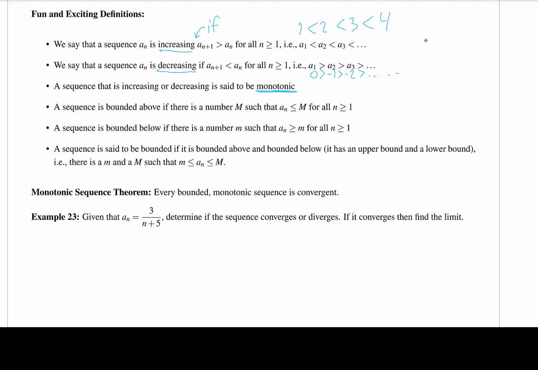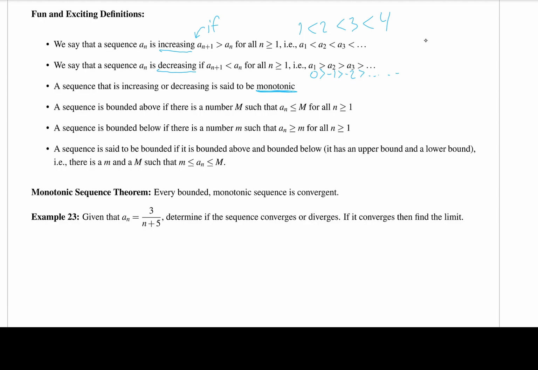We say that a sequence is bounded above if there's a number m such that a sub n is less than or equal to m for all n greater than or equal to 1. What this means is that I can pick some number, right? Let's say I pick the number 10, and every term in my sequence is less than or equal to 10. That would mean that 10 is an upper bound for our sequence.